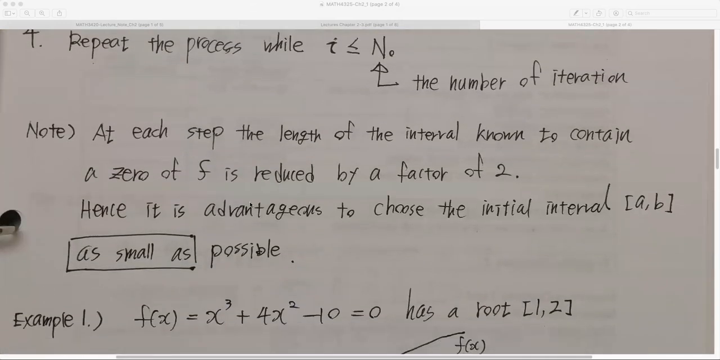So now at each step, the length of the interval known to contain a zero of f is reduced by a factor of 2. That makes sense because the interval is reduced by half, right? So it's advantageous to choose the initial interval as small as possible.